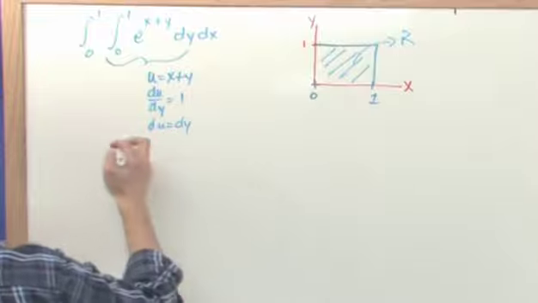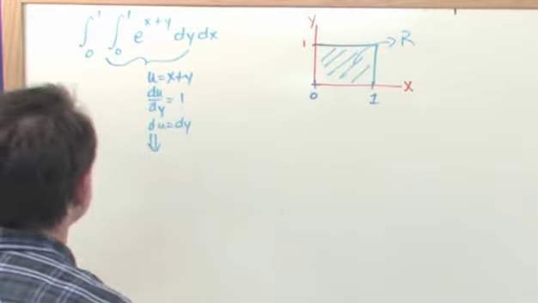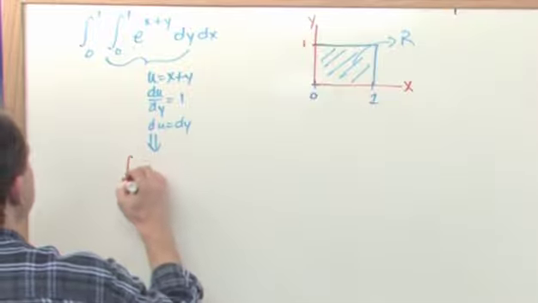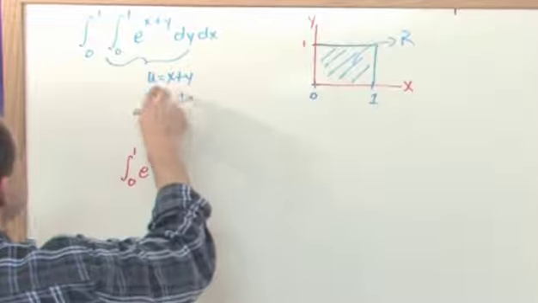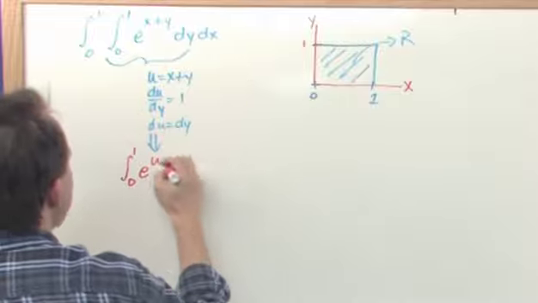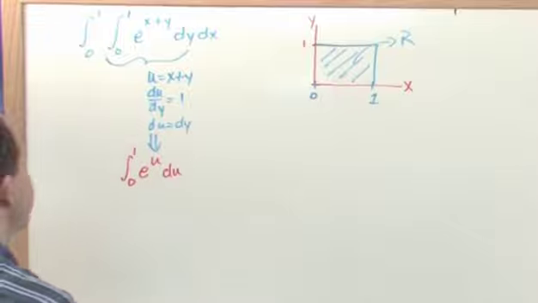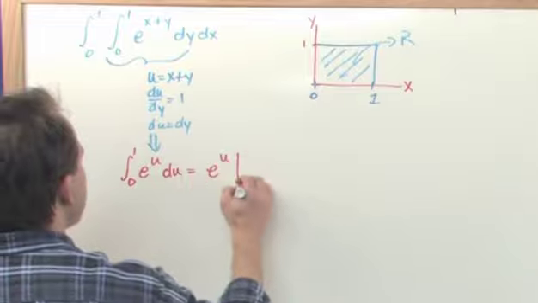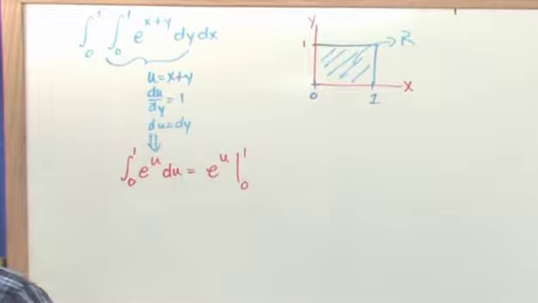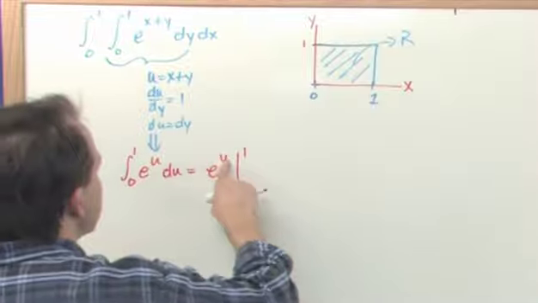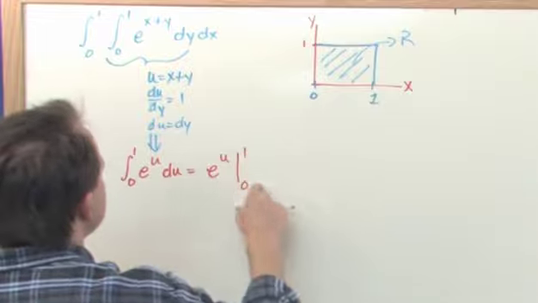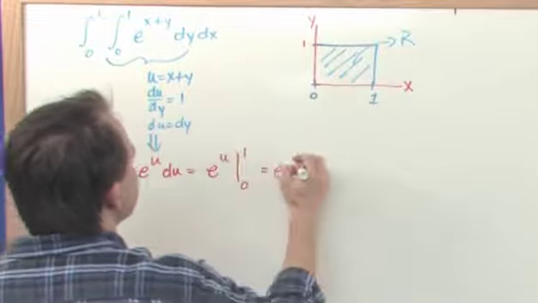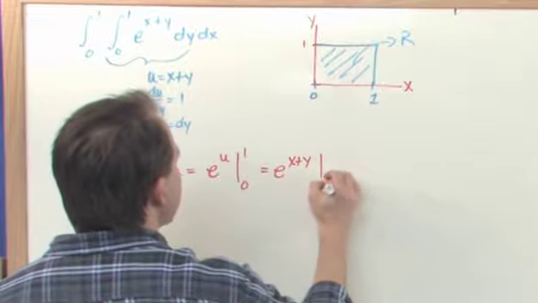Now, why did I do all of this? Because I'm going to rewrite this integral as the integral from 0 to 1 of e to the u dy, but dy is equal to du. So that's going to be e to the u, evaluated from 0 to 1. But I don't want to do this evaluation yet because I've got my variable of substitution tied up and different limits of integration, which are in terms of y. So let's substitute back in: e to the x plus y evaluated from 0 to 1.